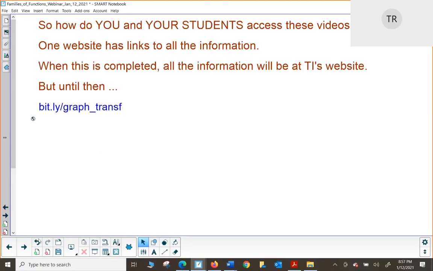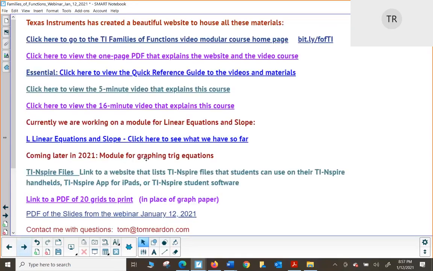So if you go there, this is what it'll look like, okay? It looks like a mess. This is not TI's website. This is going to only be here to hold us over until we get TI's website up to speed. But the first one will take you to TI's website. Actually, let me just take you there.